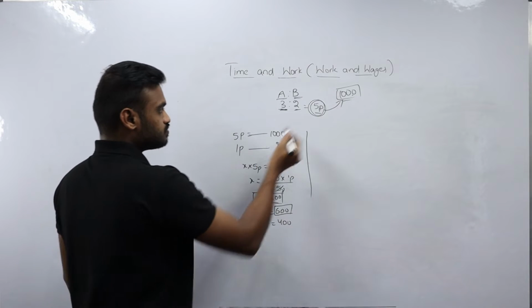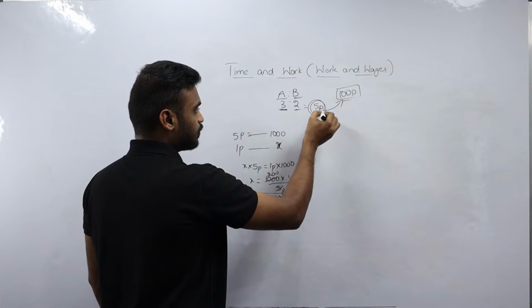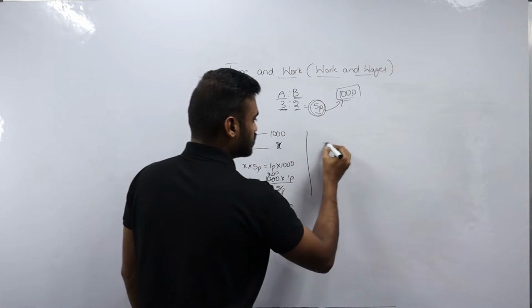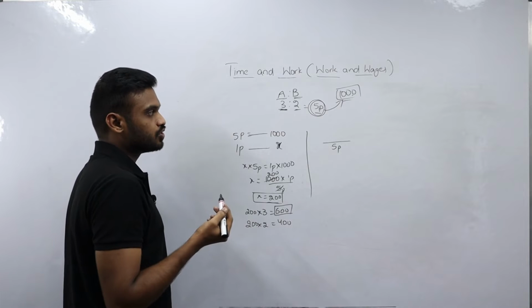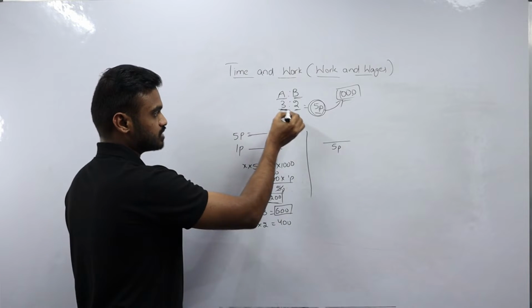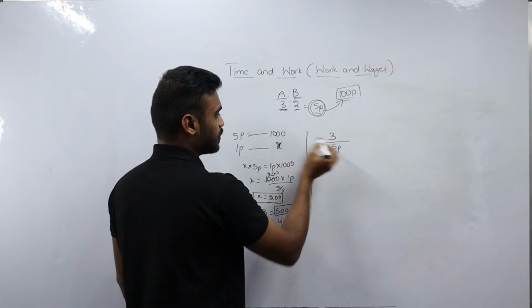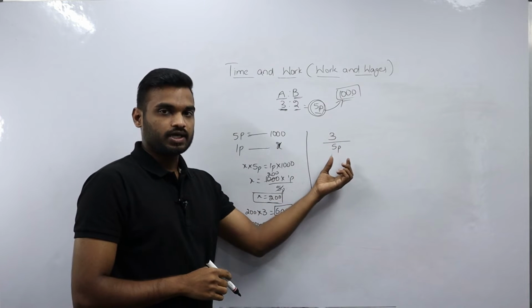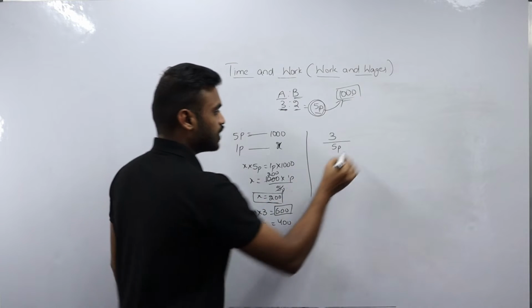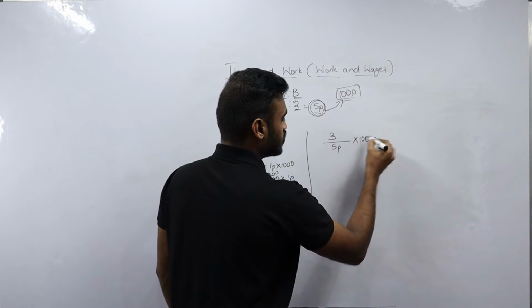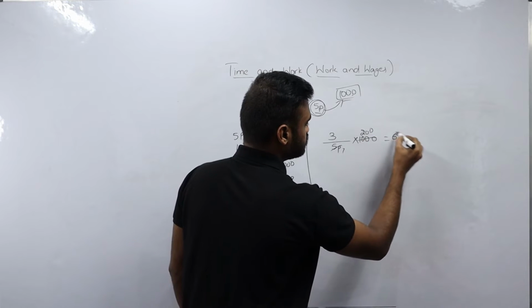We know that there are totally 5 parts in this total 1000 rupees. We need to know the share of A, that is 3 parts out of 5 parts. So we can simply write 3 by 5 into 1000 rupees. So we can directly get 5 ones are 5, 5 200s, equal to 600.